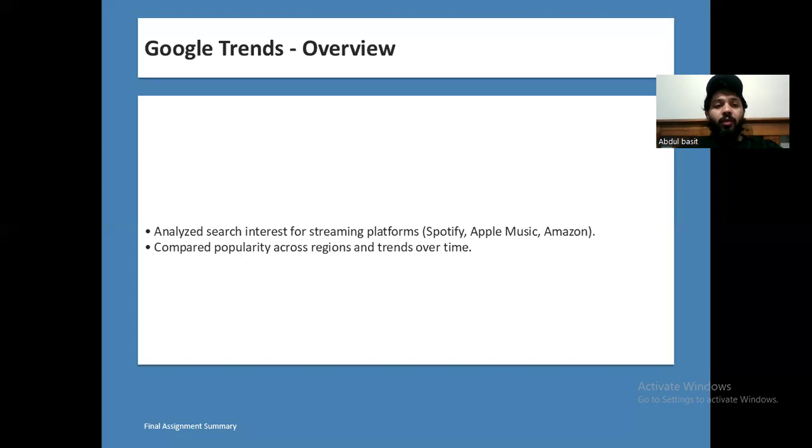So let's talk about Google Trends. In this first assignment, we explored Google Trends. It's a powerful tool that shows how often a term is searched over time in different locations. We focused on music streaming services like Spotify, Apple Music, and Amazon Music. By analyzing these searches and their popularity, I could identify which brand is growing, where, and why. This type of insight is very important for companies to track consumers' interest and market share.